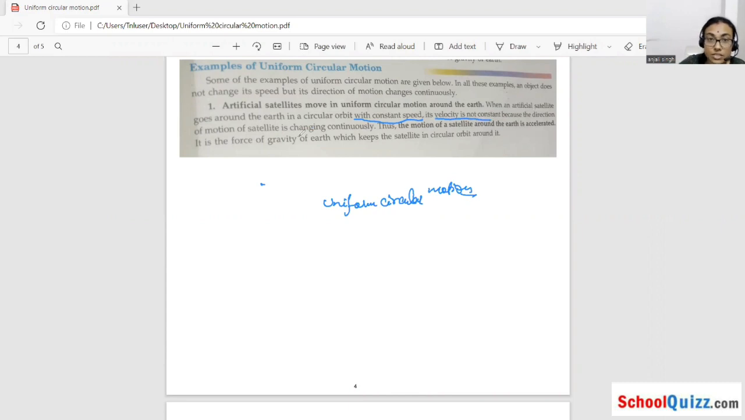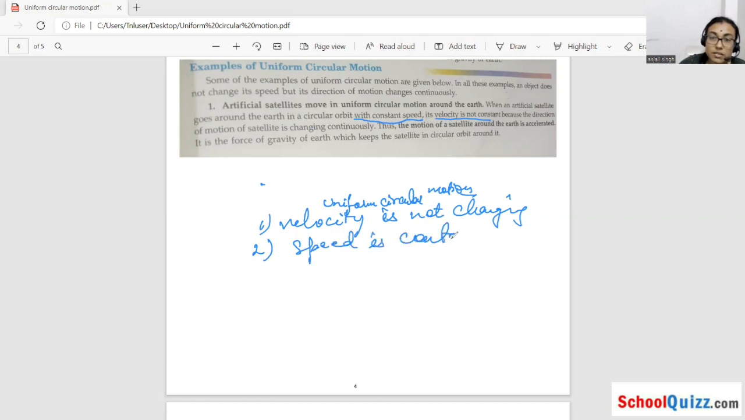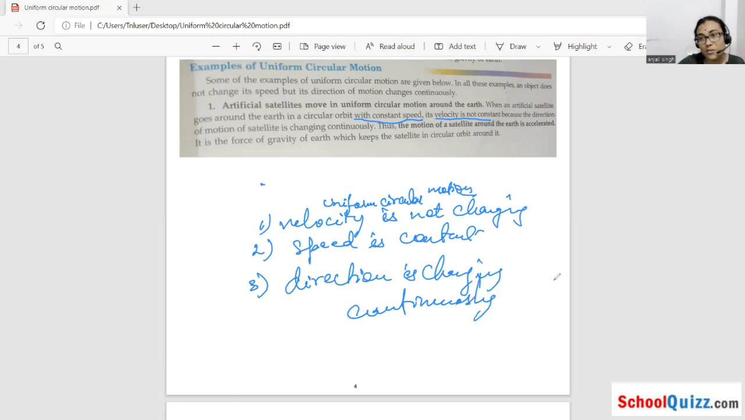Here the direction is changing, but it is changing uniformly. The speed is constant, but the velocity is not. The first condition is this. Second, the speed is constant. And what about the direction? The direction is changing continuously. Sorry for my handwriting, but the direction is changing continuously.